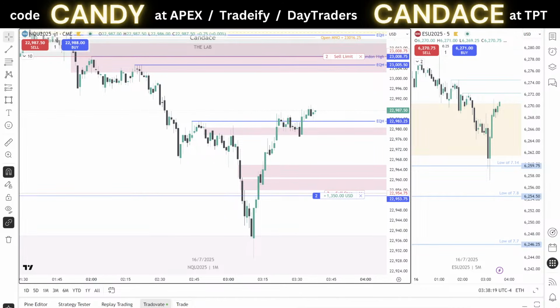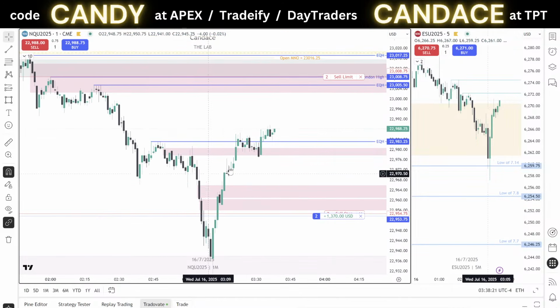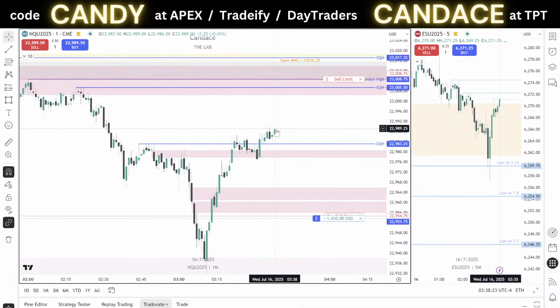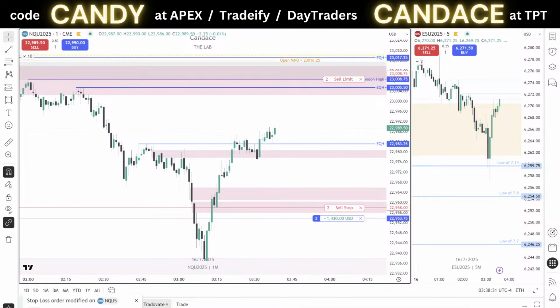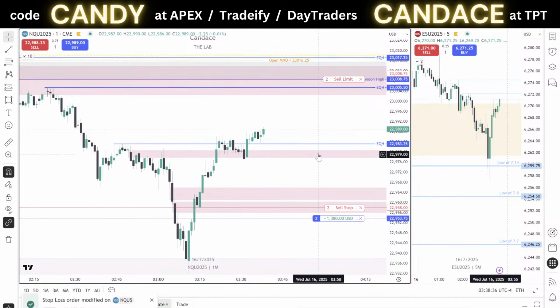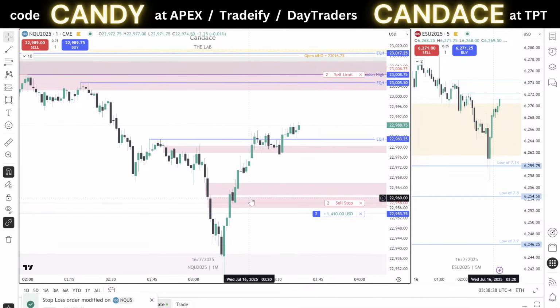Bro, how long did I have to wait for this? Is it going to move or not? I'm going to move it a little bit under the 1 minute order block. Okay, you can see that, right? I think this is a reasonable support level.